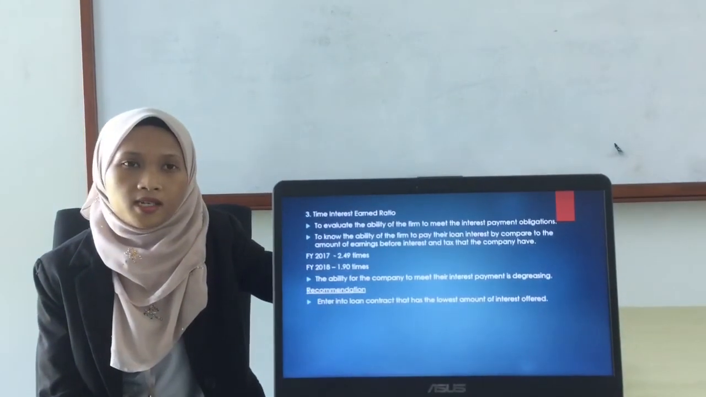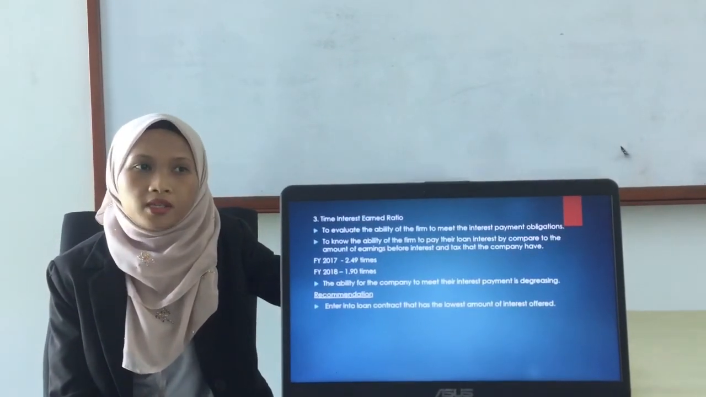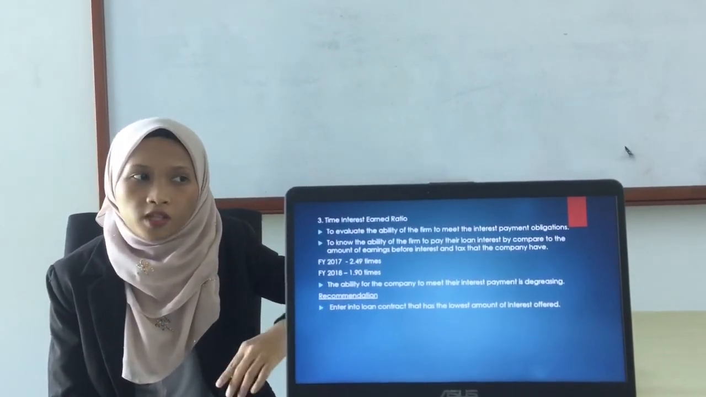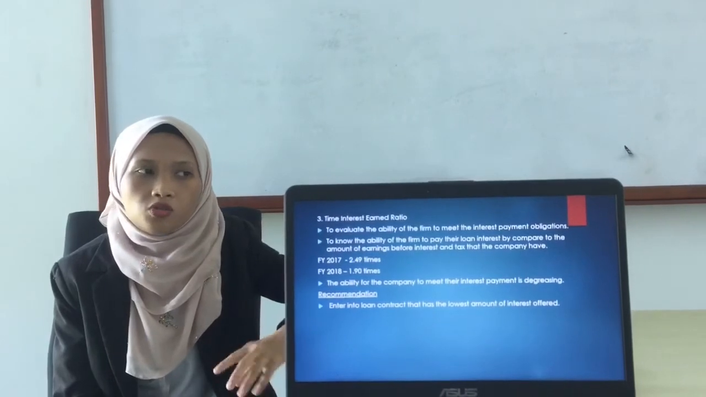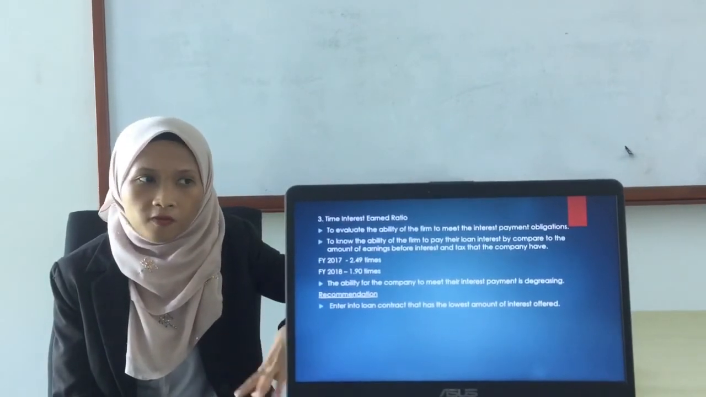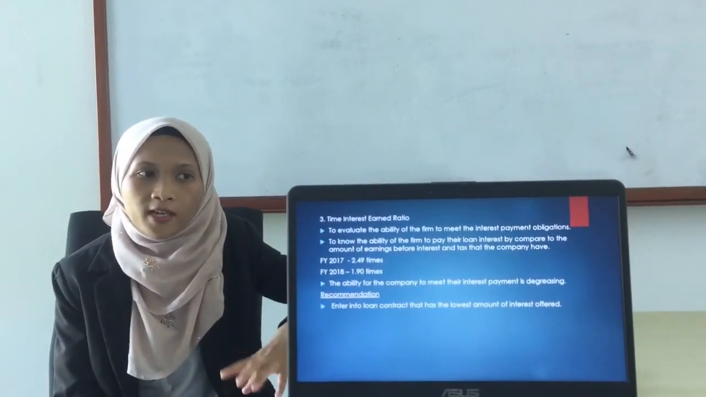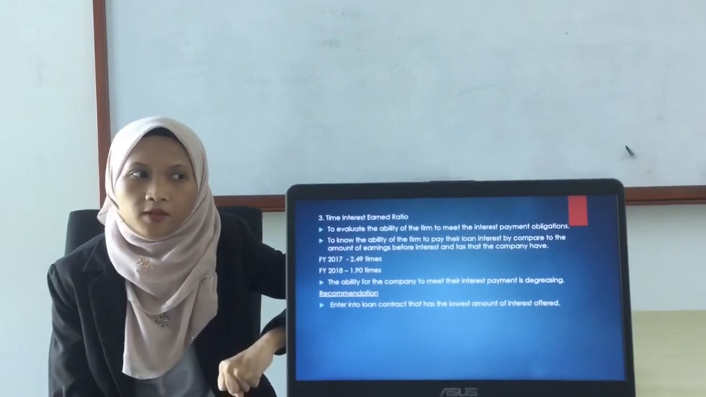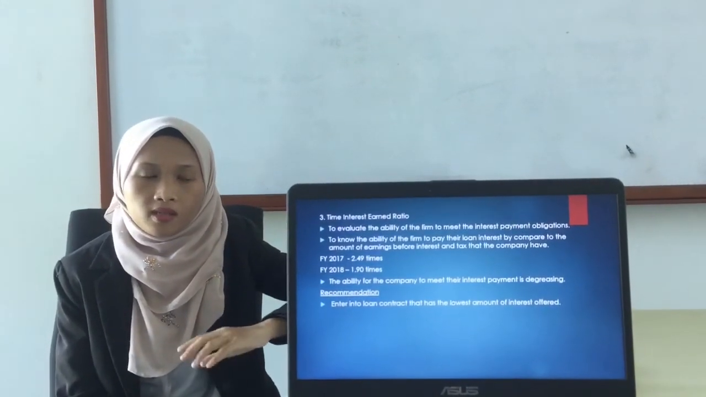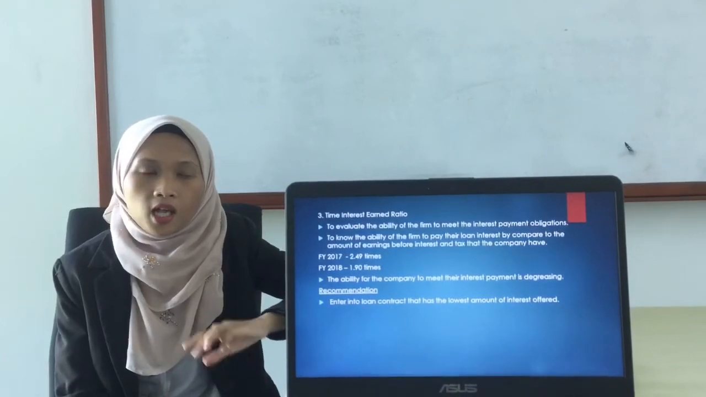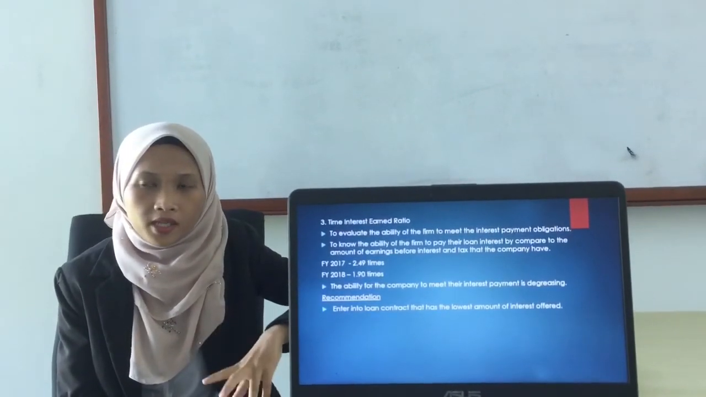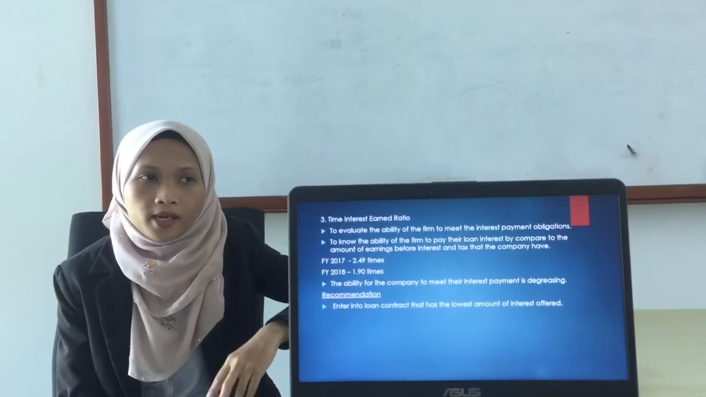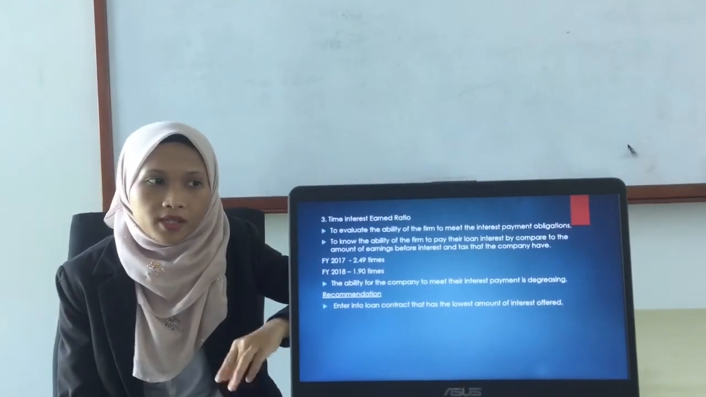Okay, lastly, the leverage ratio is the times interest earned ratio. The times interest earned ratio is used to evaluate the ability of the firm to meet or satisfy its interest payment obligation. It measures whether the company is able to pay its interest obligation by looking at its earnings before interest and tax.